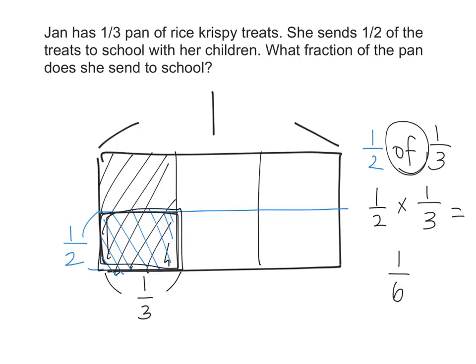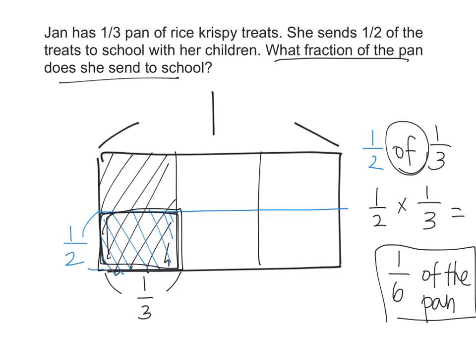Now, are we done? Is that our final answer? We need to add a label. So it's 1/6 what? Of the pan. Okay, so make sure you actually answer the question. It says what fraction of the pan. If you don't write of the pan, you're not answering the question.